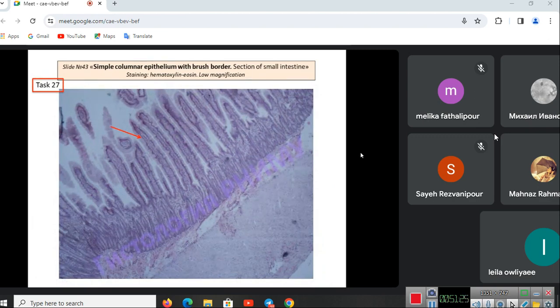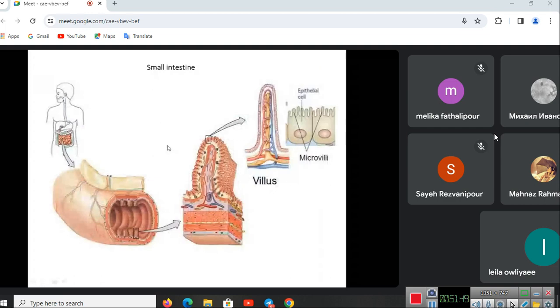Next we go to this preparation, section of small intestine, and we look at the simple columnar epithelium with brush border, which covers these finger-like protrusions, evaginations of mucosa of the intestine, which are called villi. So our small intestine is located in abdominal cavity. It has inside it folds. So this is fold. These are villi.